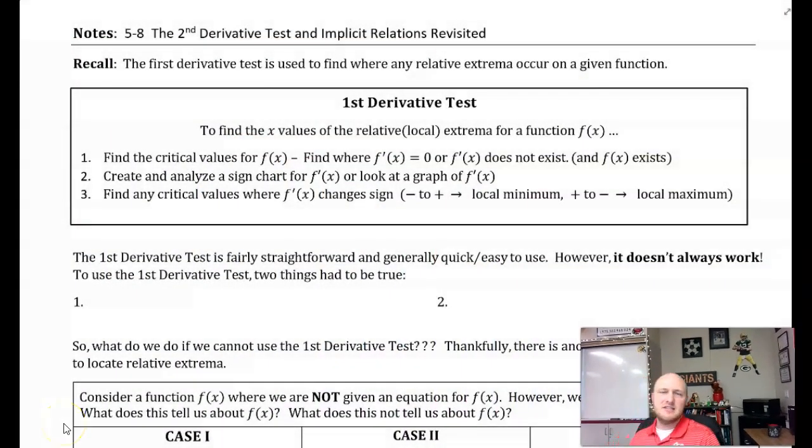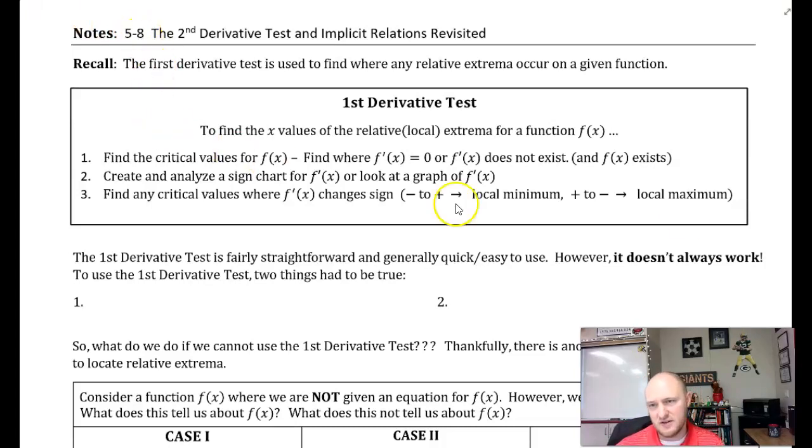This is 5-8, and today we are going to learn about the second derivative test, which will help us test for relative extrema. Alright, let's go ahead and dive in. This is going to be a two-part video. In the first video, I'm going to look at functions with tables and graphs in order to utilize the second derivative test. And in the second video, we will make a comeback with implicit differentiation.